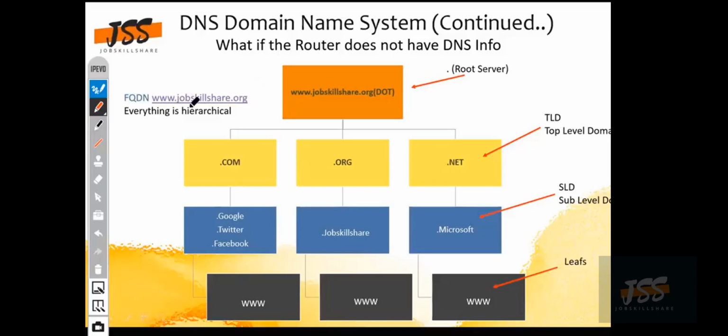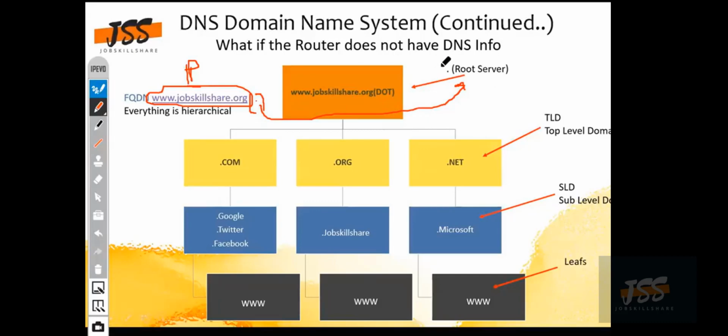When you type www.jobskillshare.org, every URL has a dot at the end, which is invisible, which is basically pointing to the root server. So we are sending our request to the root server, and we are looking for this information, the IP for this one.